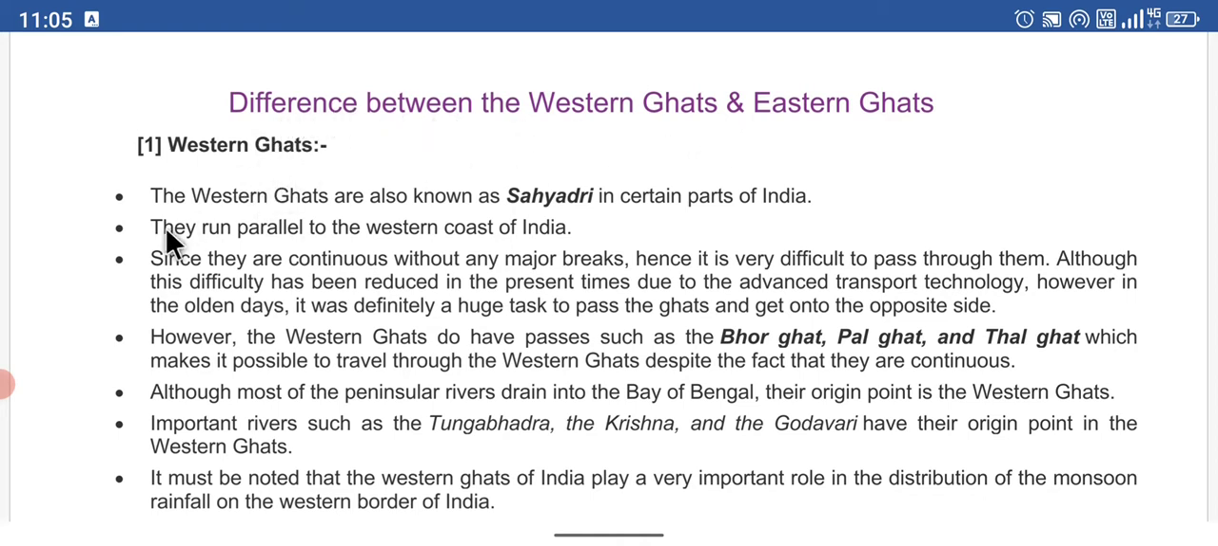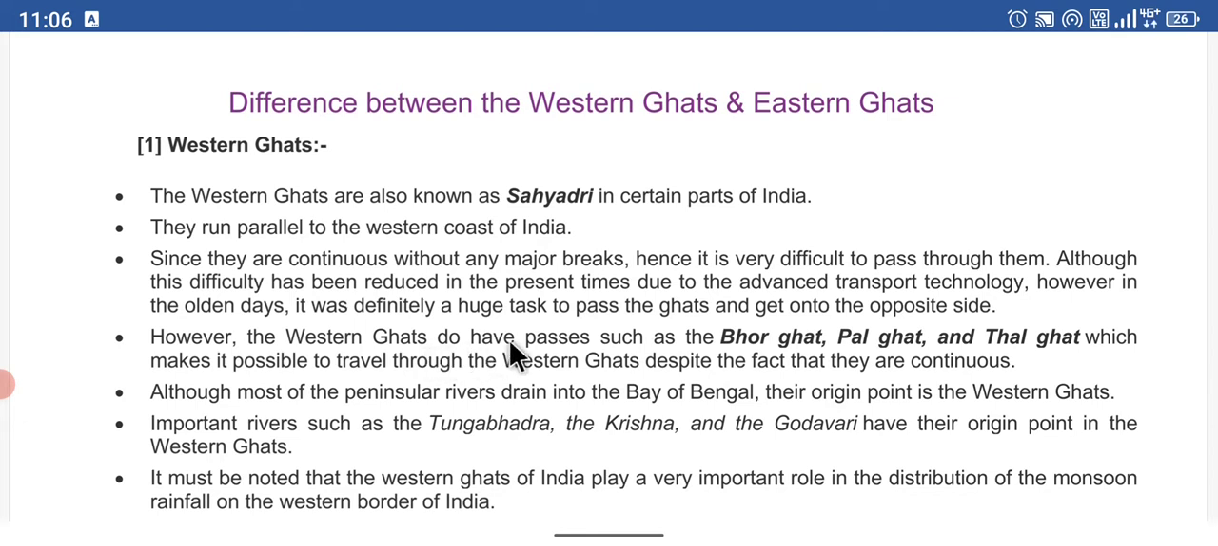The Western Ghats. The Western Ghats are also known as Sahyadri in certain parts of India, especially in Maharashtra. The Western Ghats run parallel to the western coast of India since they are continuous without any major break. Hence, it is very difficult to pass through them. Although these difficulties have been reduced in the present time due to the advanced transport technology. In the olden days, definitely it was a huge task to pass the Ghats and get onto the opposite side.